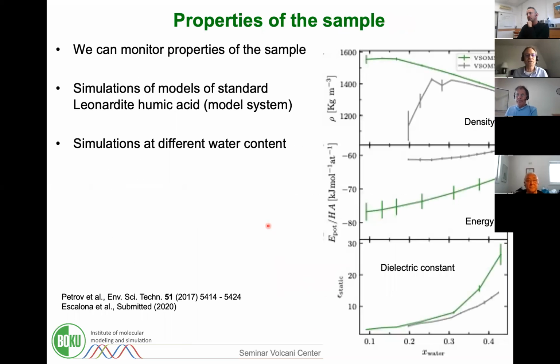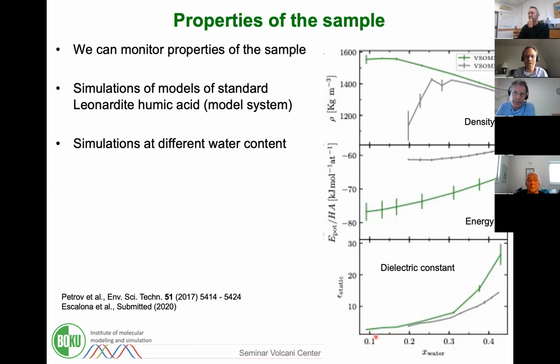For instance, we can start to look at properties of our sample. So here are now some first results. What I show here is as a function of the water content. So we ran a bunch of simulations of this standard model that is representative of Leonardite humic acid as a model system. We can make all kinds of different models. And we did them with different amounts of water embedded in the system.